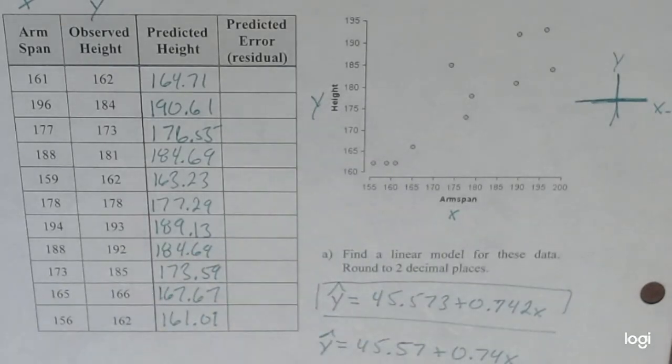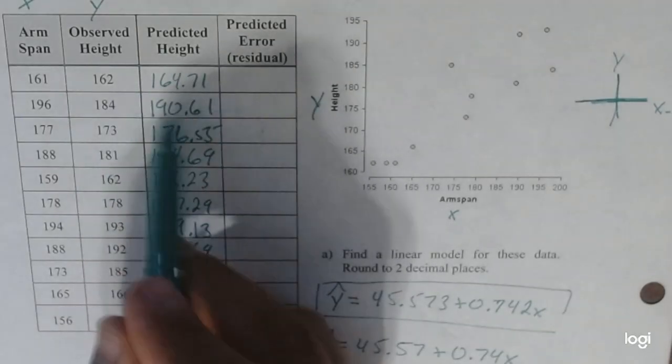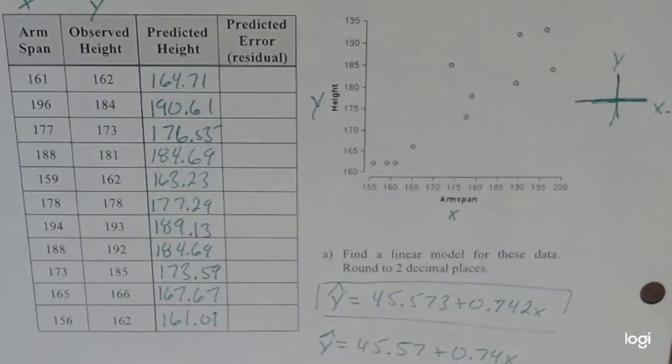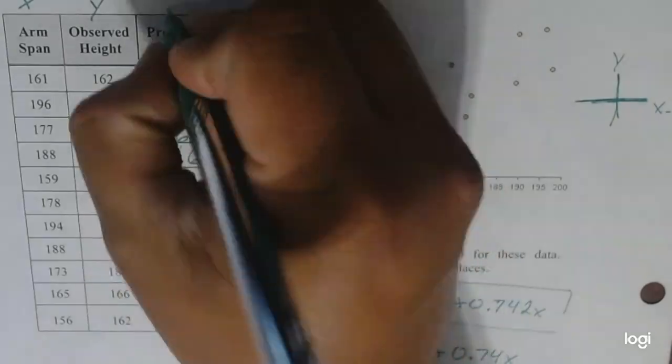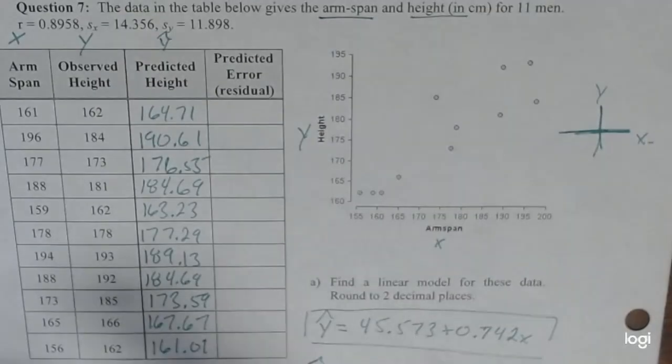All right, hopefully you guys got those. The last step we're going to do before we go on to parts B and C, which is a little easier, is literally subtracting, right? Find the residual. So now we subtract straight across, always observed minus predicted. So y minus y hat.